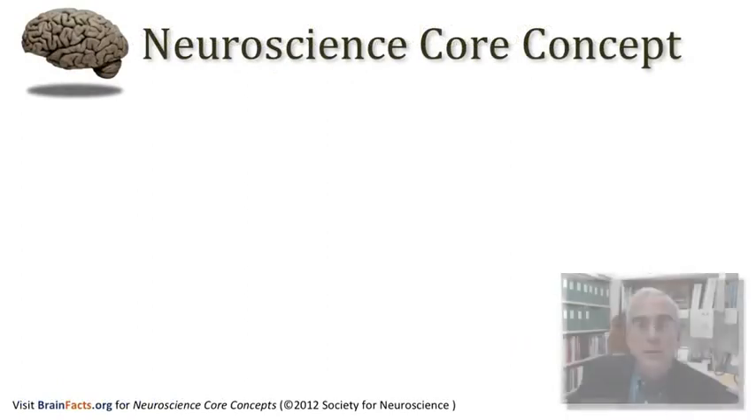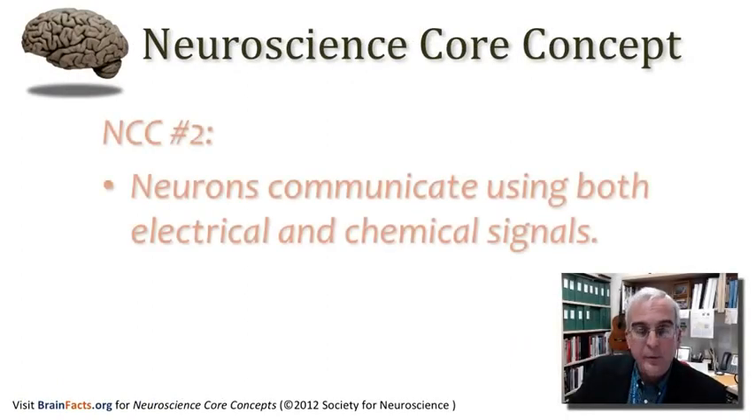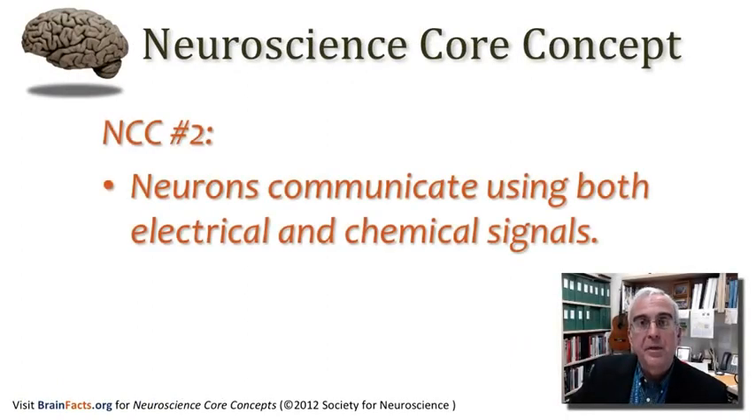All of this relates to one of our neuroscience core concepts, the one we've been focusing on, the fact that neurons communicate using both electrical and chemical signals. So we continue to talk about the electrical signaling activity of neurons, and very soon we'll be moving in to talk about the chemical signals.